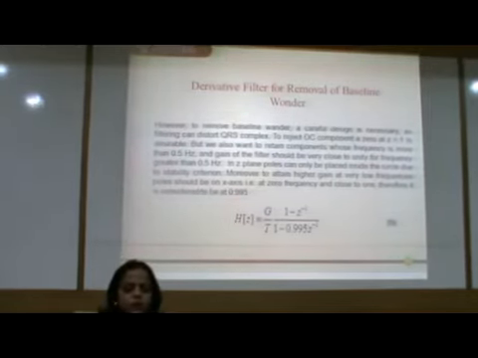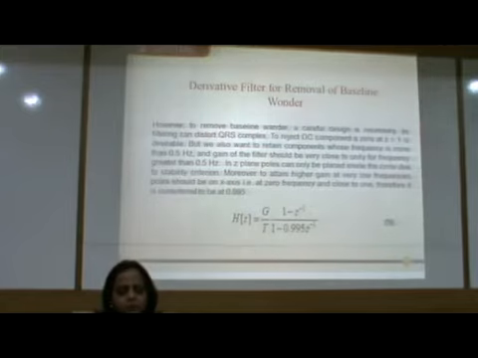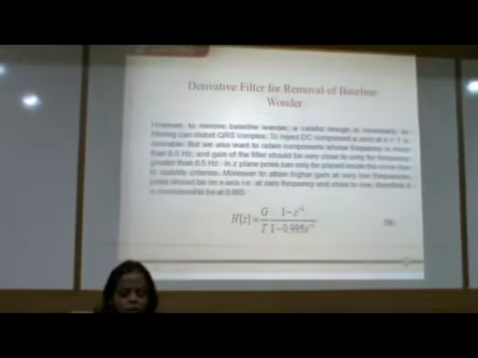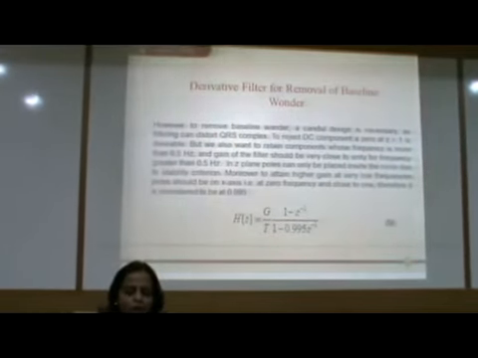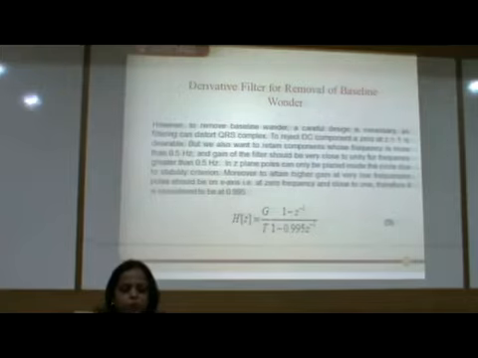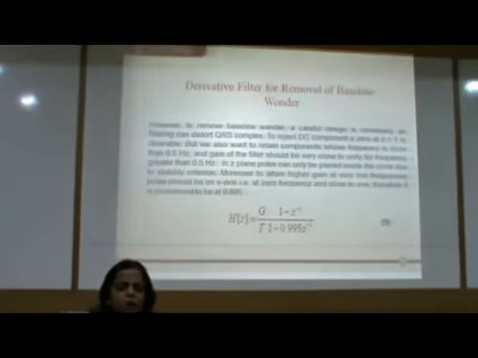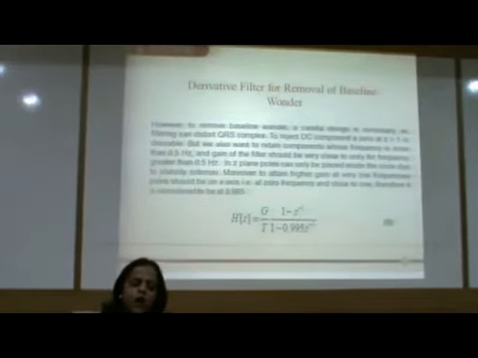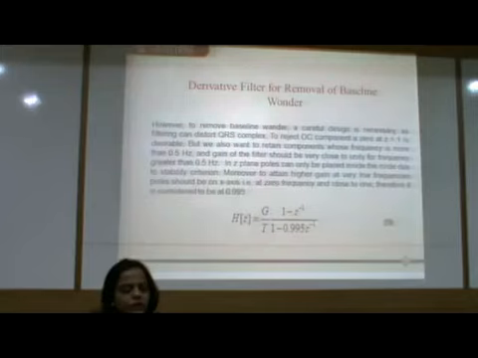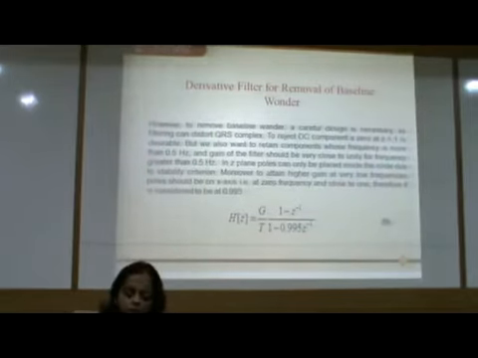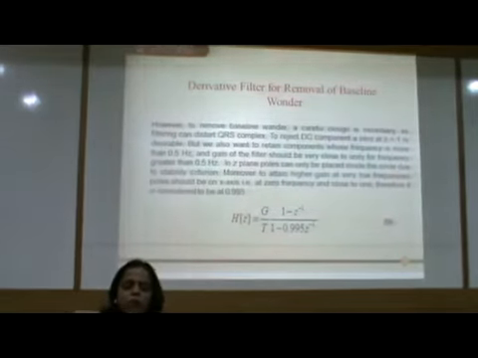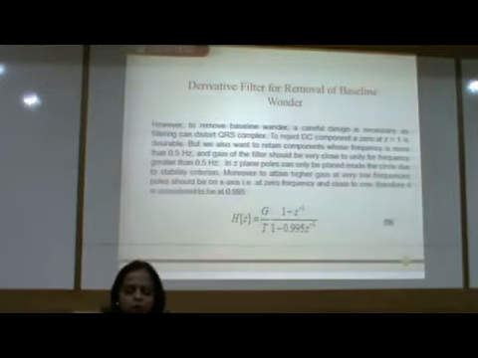In the Z plane, poles can only be placed inside the unit circle due to the stability criteria. Moreover, to attain higher gain at very low frequencies, poles should be on the x-axis, that is at 0 frequency, and close to 1. Therefore, it is considerable to place it at 0.995. So, after putting all these conditions, we get the transfer function H(z) equal to G by T into 1 minus z inverse divided by 1 minus 0.995 z inverse. Here we are taking the pole at 0.995.